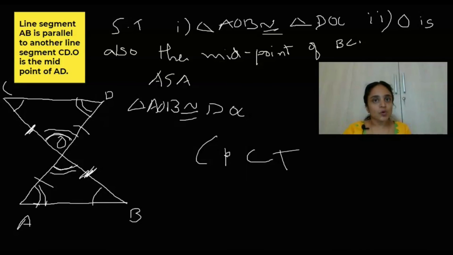Understood? In this video, we have discussed ASA Congruence Rule and AAS Congruence Rule, and we have solved example 3 from the NCERT book. With this, I am winding up this video. We'll discuss exercise 7.1 in the next video.